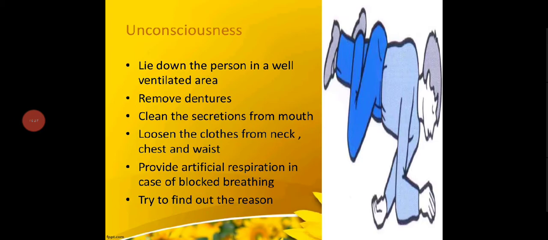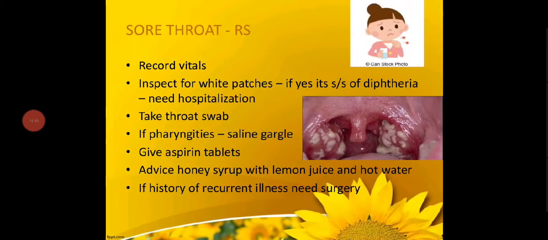Unconsciousness: lie the person down in a well ventilated area, remove dentures if he has any, clean the secretion from the mouth, loosen the clothes from neck, chest and waist, and provide artificial respiration in case of blocked breathing. Try to find out the reason. Okay, you should let the patient lie down in a ventilated area in a lateral position so that he can breathe and there will be no complication of aspiration.